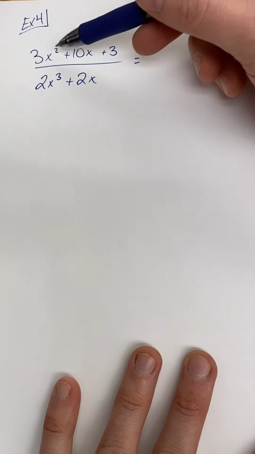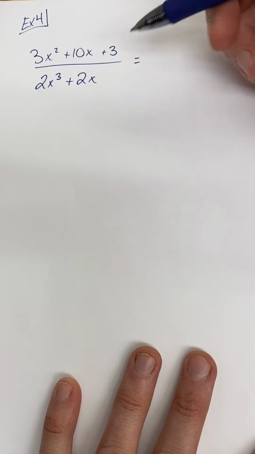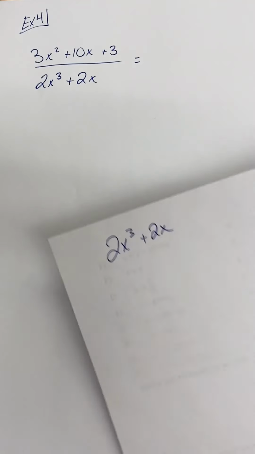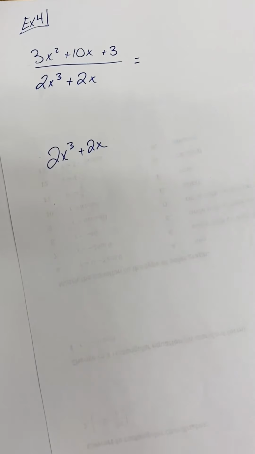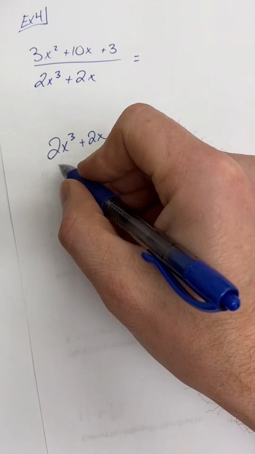Example 4 is 3x squared plus 10x plus 3 over 2x cubed plus 2x. All right, this one's going to be a little more challenging because the denominator is going to be a quadratic. And at the beginning, I showed you those rules, and I showed you that you have to think about linear or quadratic factors. So let's break this down.